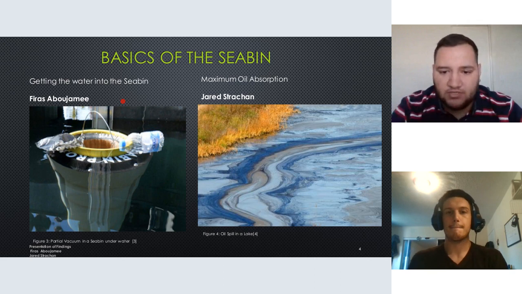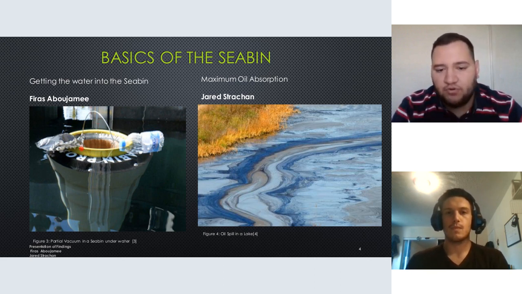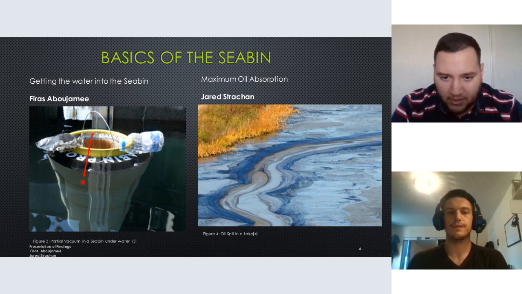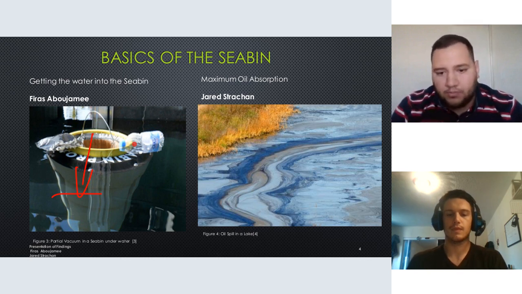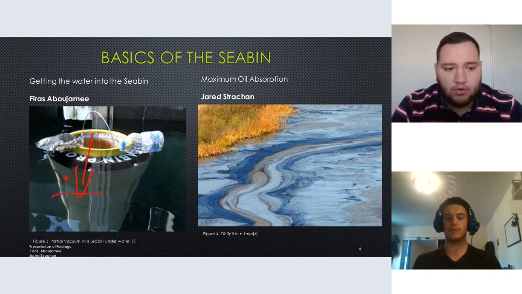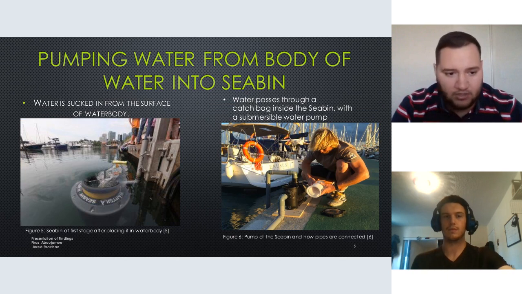In the following image, we can see an active Seabin attracting waste. That is done using a force applied perpendicular to the surface of the water. That is what we call pressure, which we will look more into soon in the next slide.